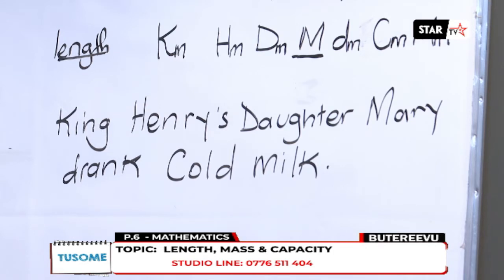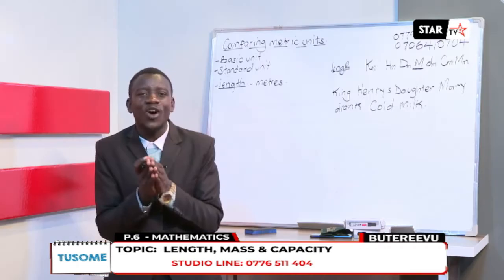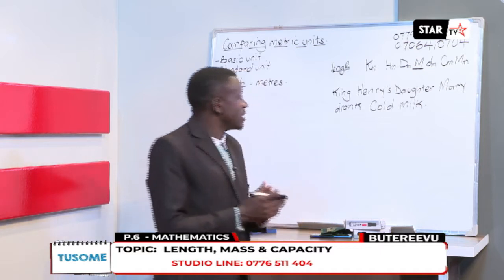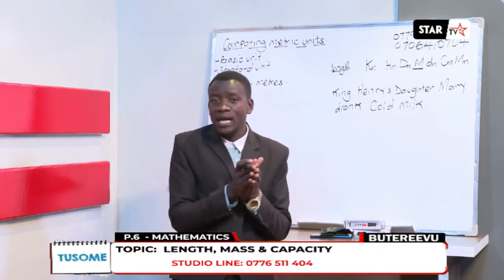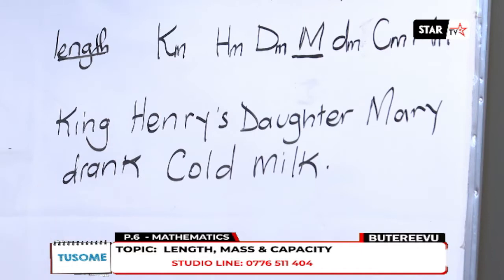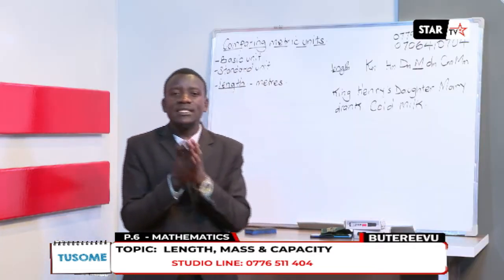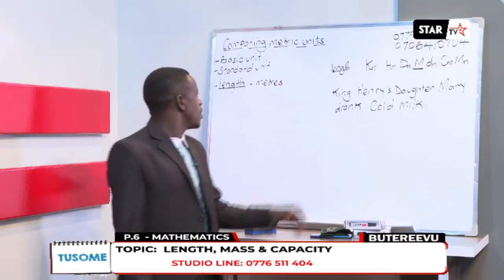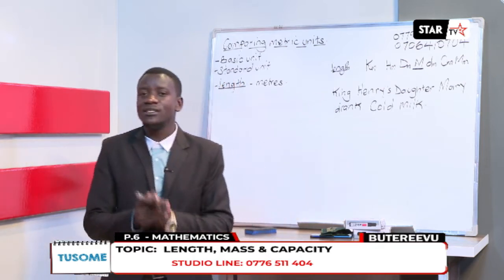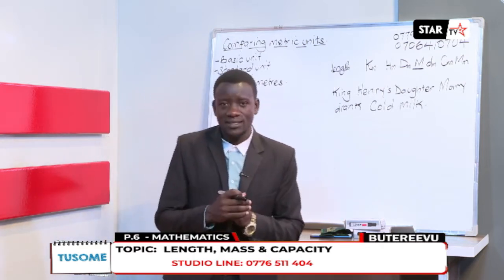At this time, this is how we can recall. Once you speak them time after time, you will just recall how we can deal with this scale in order. So we say King Henry's daughter, Mary, drank cold milk. So when you speak this many times in your head, you will get other metric units from our main unit of length, which is measured in meters.